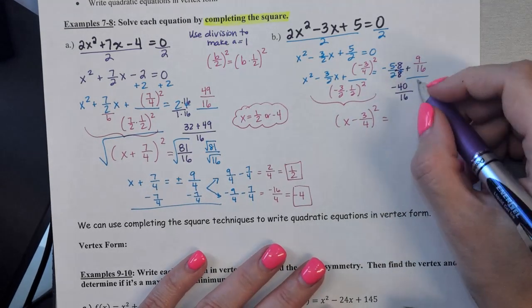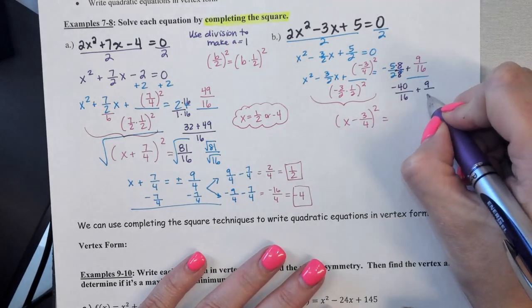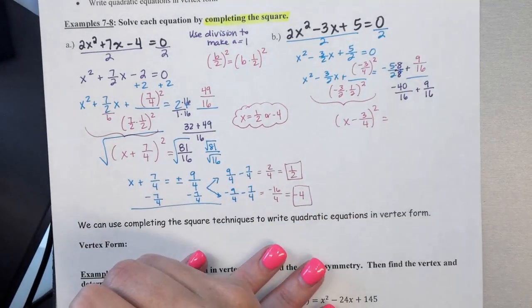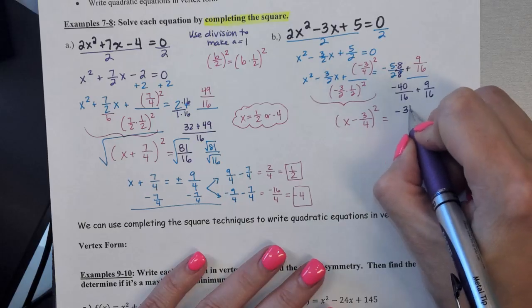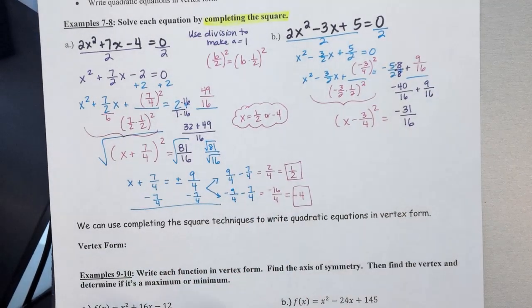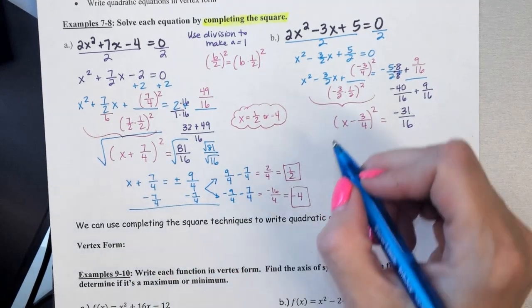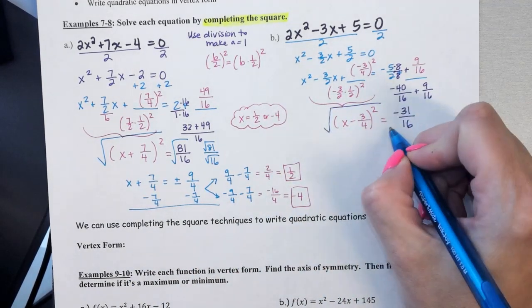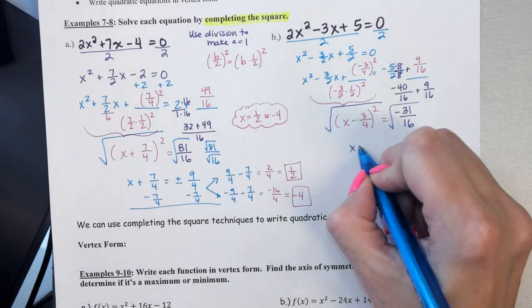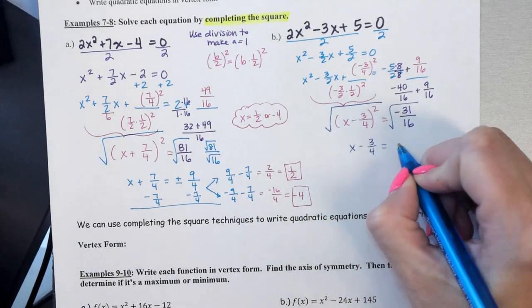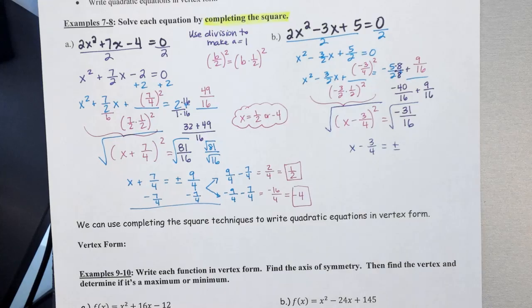I kind of covered it up with my work there. So negative 40 plus 9 is negative 31. I know that probably feels a little weird, but that is correct for this. And then we're going to take the square root to undo the power of 2. Once you take that square root, don't forget your plus or minus.